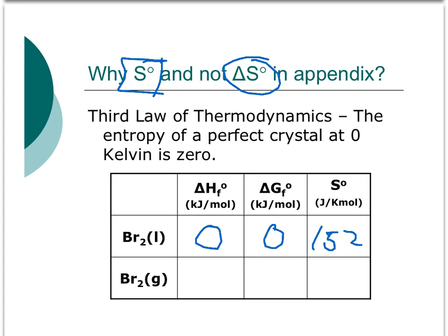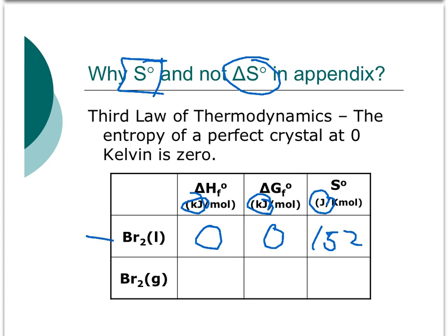Notice also the change in the units, joules versus kilojoules for H and G. It's just because of a scale factor; entropy changes are smaller than free energy and enthalpy changes. So 152. The delta H of Br2 gas. Now, Br2 gas is not the standard state. If you get bromine at 25 degrees and 1 atm, it's actually going to be a liquid.